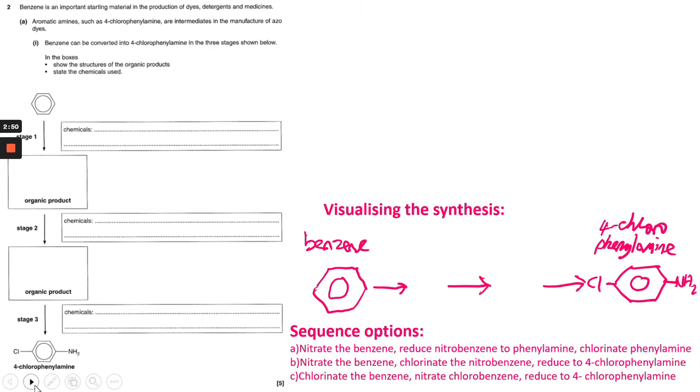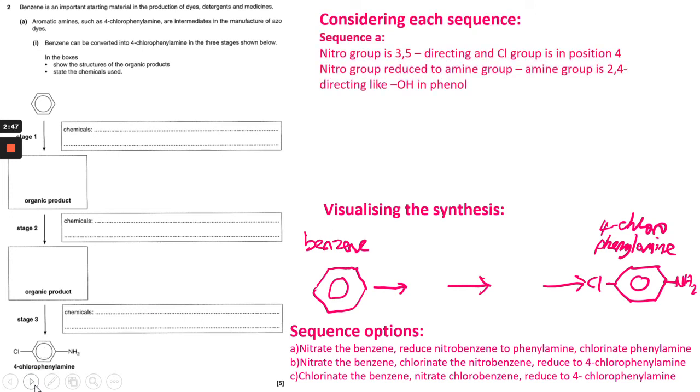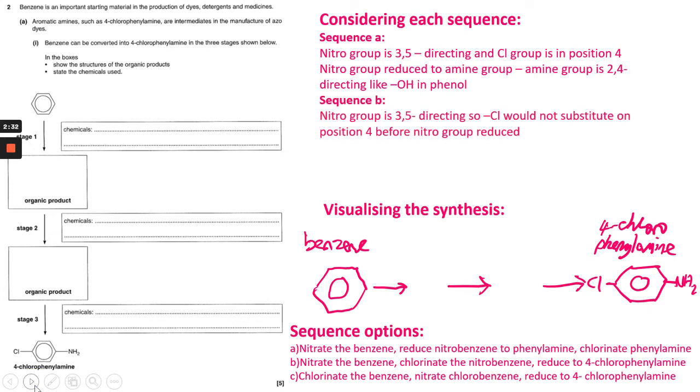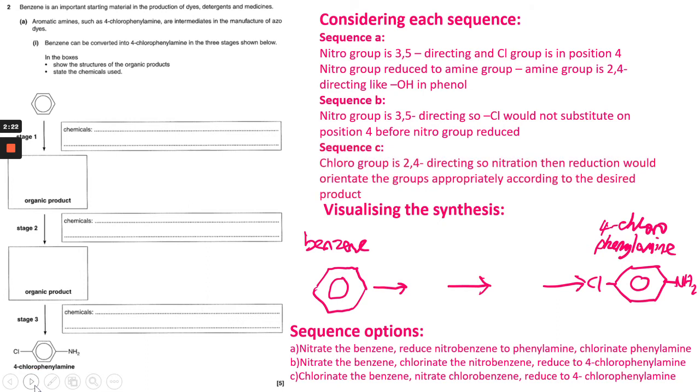So this is where the order in which they are substituted comes into play. Let's look at each one in turn. So we've got sequence A. The nitro group is 3,5 directing, and the Cl group has to be in position number 4. But if we reduce the nitro group, the amine group is 2,4 directing, like the OH in phenol. In sequence B, the nitro group is 3,5 directing, so the chlorine would not substitute onto position 4 before the nitro group is reduced. And then in sequence number C, the chloro group is 2,4 directing, so the nitration then reduction would orientate the groups appropriately according to the desired product.